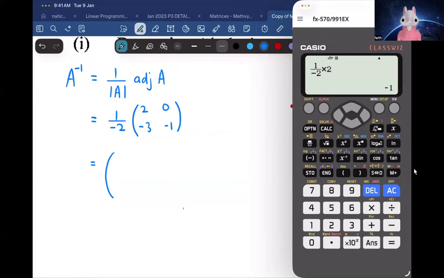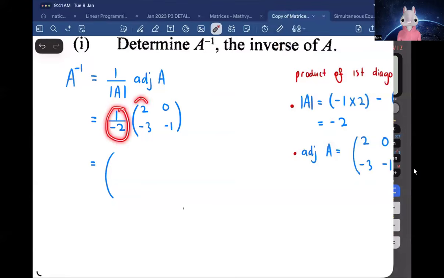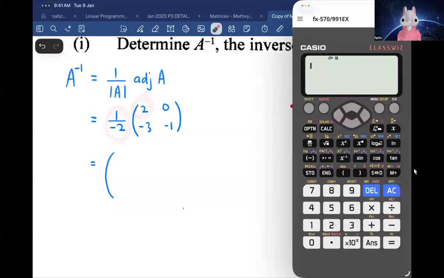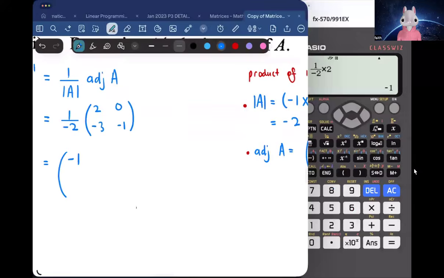First things first, make sure you come out of the mode you're in. So press mode, and go to 1. Yeah, a comma. So here what we're doing is multiplying everything individually by 1 over minus 2. So you'll say 1 over minus 2, multiply by 2, and you get minus 1. And you don't need a calculator.